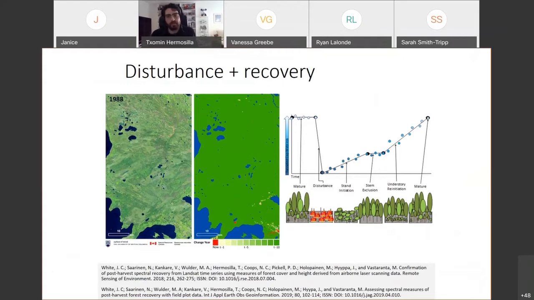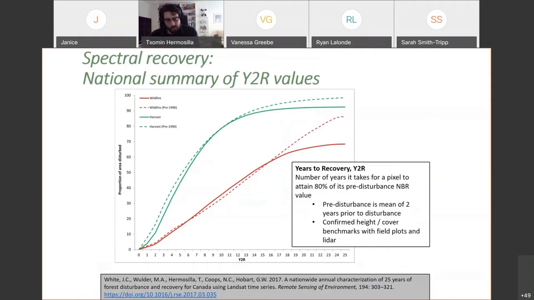So this is all possible to track with the time series analysis. And in fact, we were able to derive metrics from the recovery, like the years to recovery metric. What it does is it measures the number of years that a time series, or a pixel, takes for the spectral value to be similar to 80% of the pre-recovery condition.